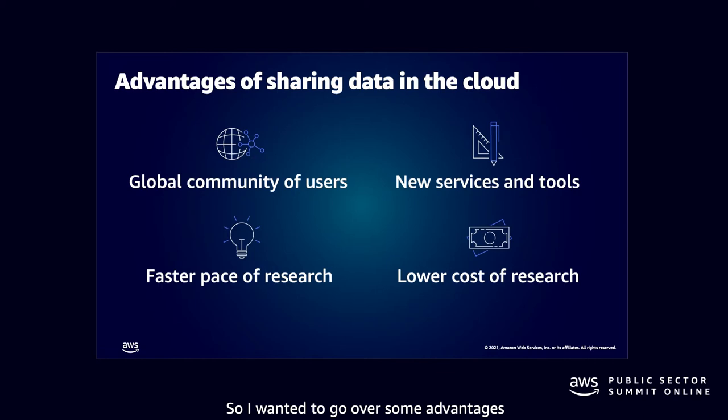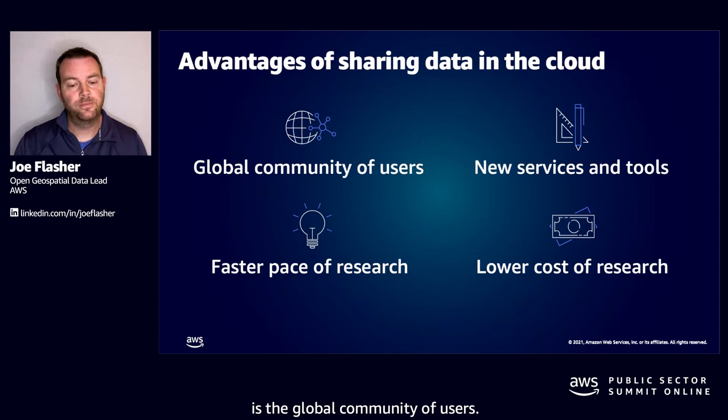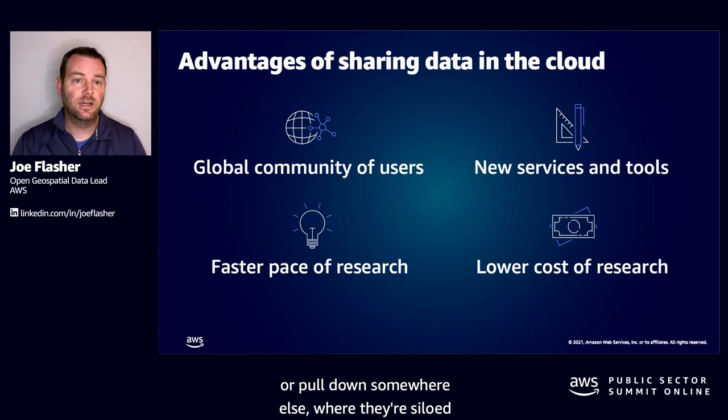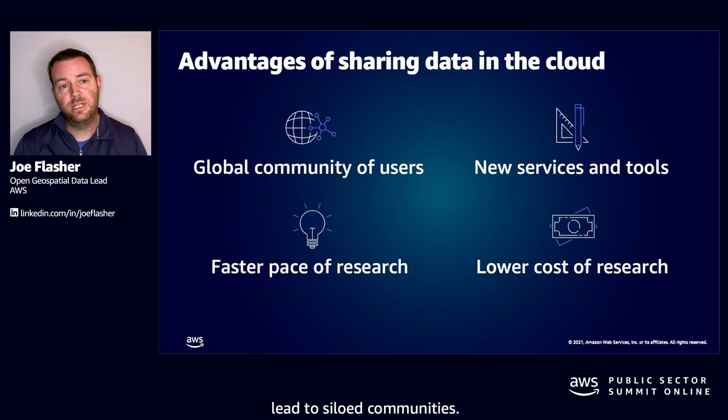So I wanted to go over some advantages of sharing data in the cloud. The first that I want to talk about is the global community of users. When data sets are pulled down locally or somewhere else where they're siloed from a larger group of users, there's often not an incentive to share any additions, updates or fixes to that data set back to the source. When data sets are shared globally and everyone works on top of the same copy of the data set, any changes that are made are then available for all users of that data set. So I like to say that siloed data sets lead to siloed communities, whereas shared global data sets can lead to shared global communities.